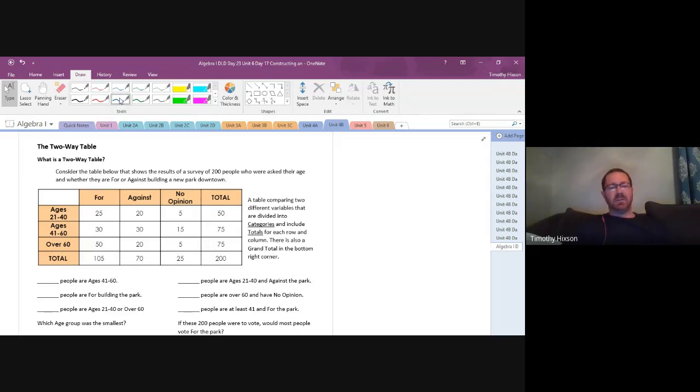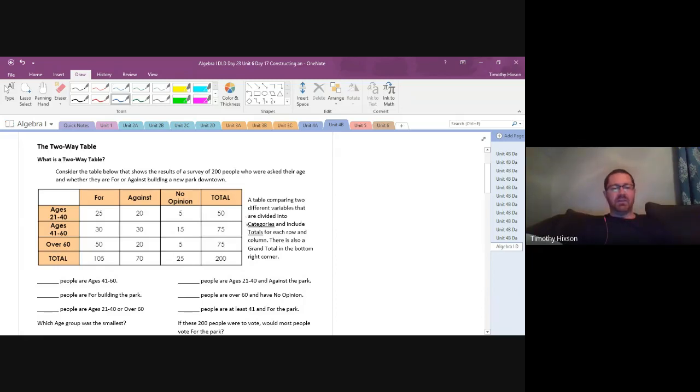So this kind of a survey can be run, and we've basically broken it up. We have two different questions that we were asking them, and those questions had categorical answers. Now the age initially would be a number, but we could group them into these age ranges. So what is a two-way table? It's a table that compares different variables, in this case, age and their stance on whether or not to build a park downtown. And those are variables that are divided into categories.